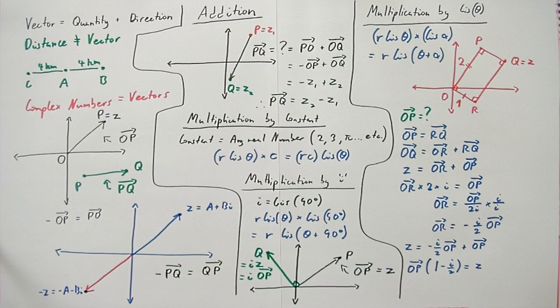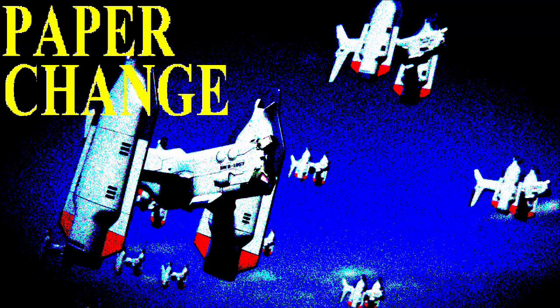And just to tidy it up a bit, I'll combine the 1 minus i over 2 into one fraction, which is 2 minus i all divided by 2. And finally, multiplying by 2 and dividing by 2 minus i, we get that O going to P is equal to 2z all divided by 2 minus i. Awesome, nailed it! We found O going to P in terms of z. Now let's do another one, and for that we're going to need some more paper.